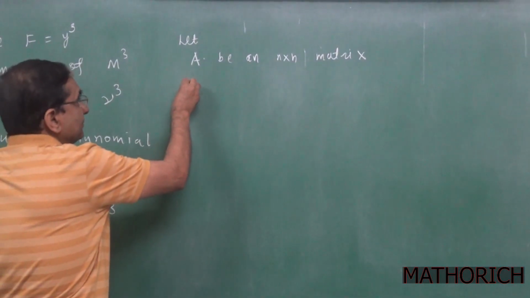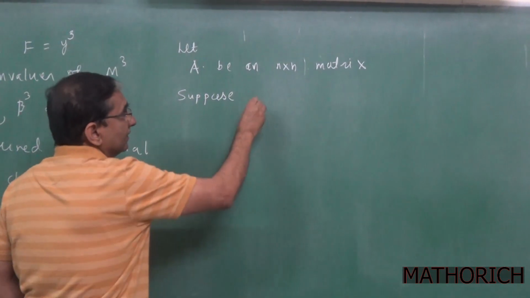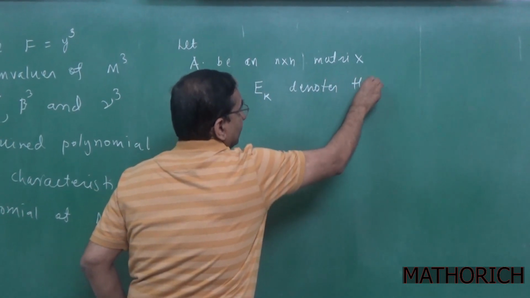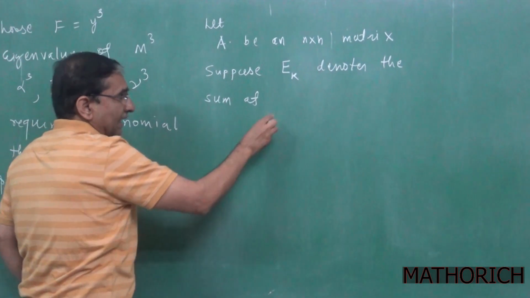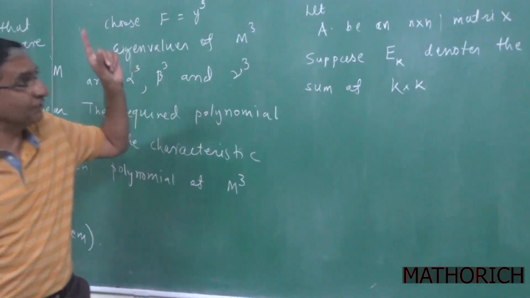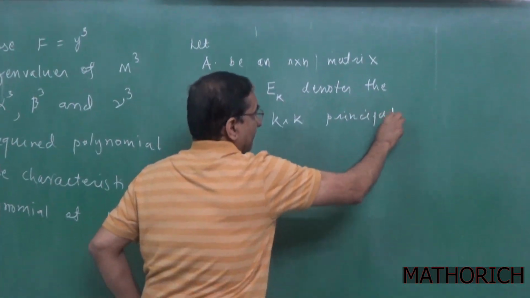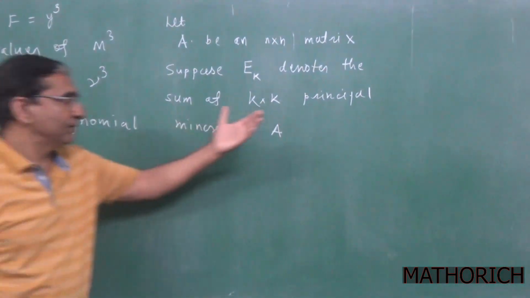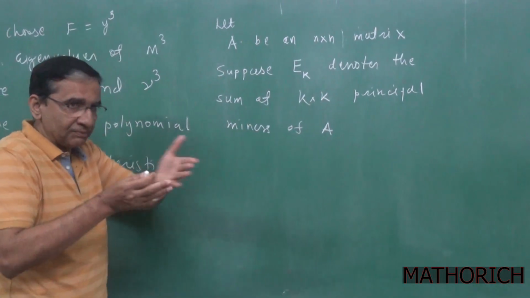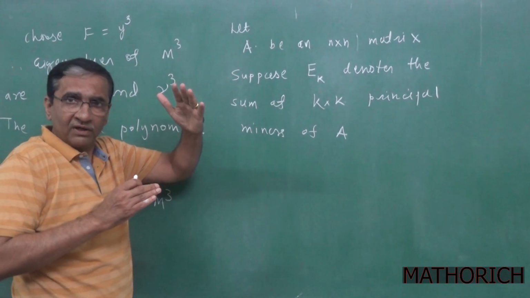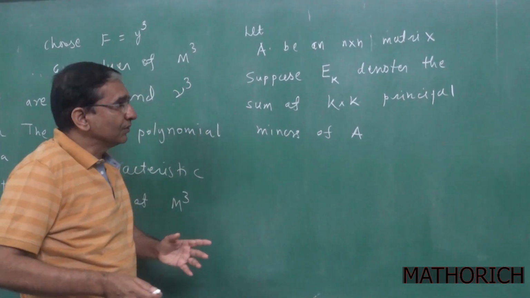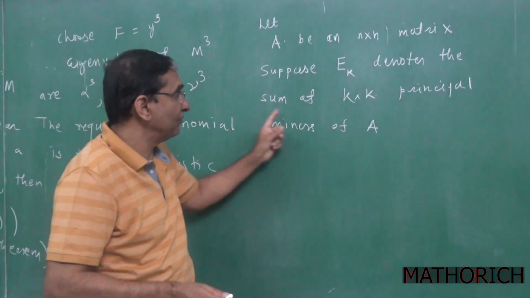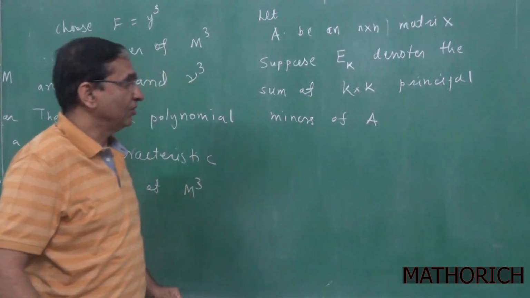Now suppose, let me denote this by Ek. Suppose Ek denotes the sum of k cross k principal minors of A. You can go back and check what principal minors mean, but that means you can choose a subset of the indices 1 up to n and choose those rows and columns to form a submatrix and take its determinant. Okay, so you take all k cross k principal minors, find the determinants and take the sum. So that is what I mean by the sum of k cross k principal minors. By that I mean the determinants of those submatrices of order k cross k.